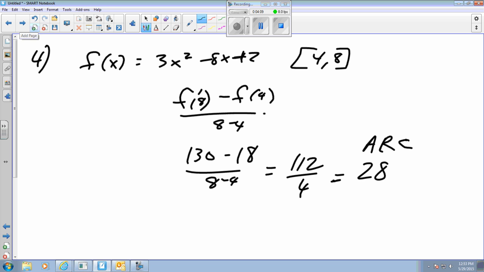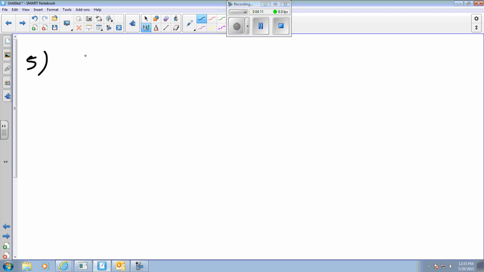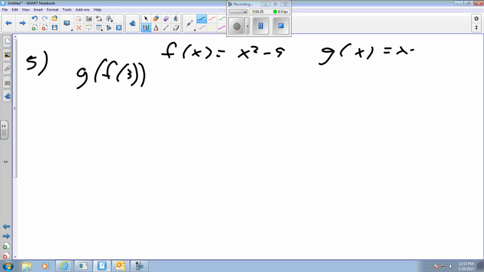Number 5 says find g of f of 3, and my f function is x squared minus 9. My g function is x minus 2. If I plug in 3 in my f function, 3 squared is 9. 9 minus 9 is 0, so my f of 3 is 0. And then I'm going to put 0 in for x over here, and I get 0 minus 2, so I get negative 2.